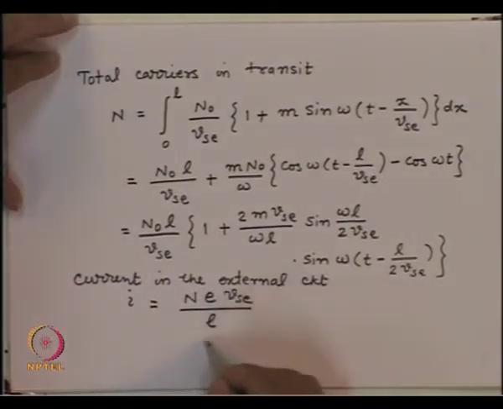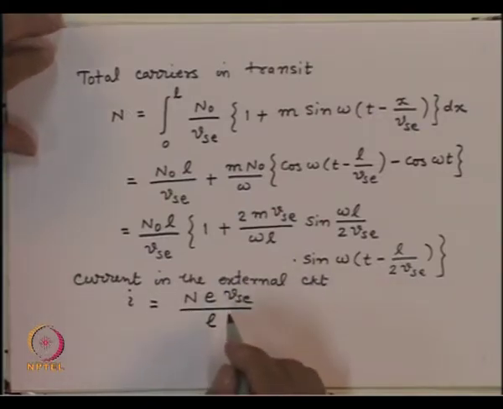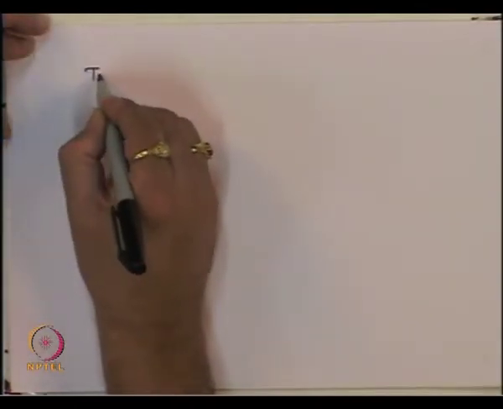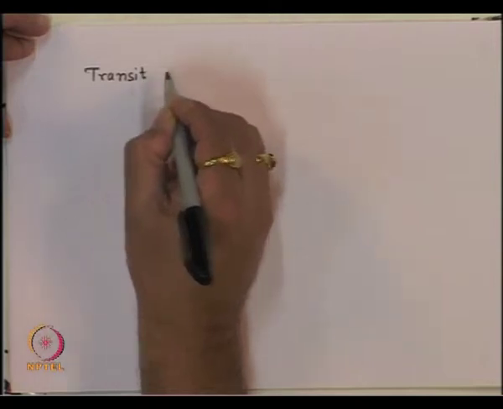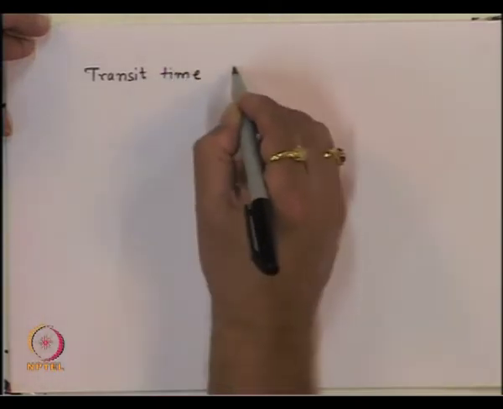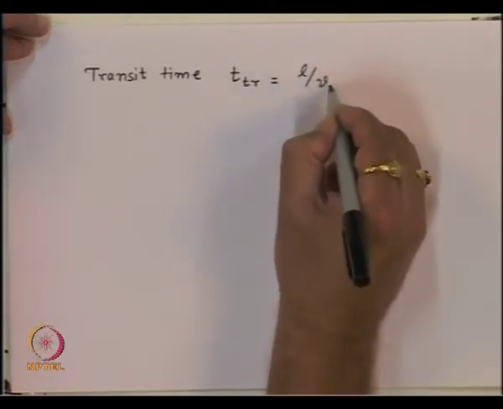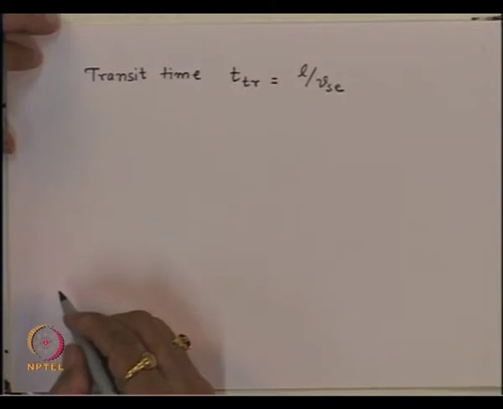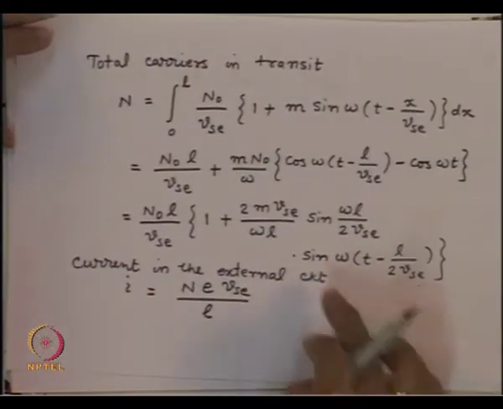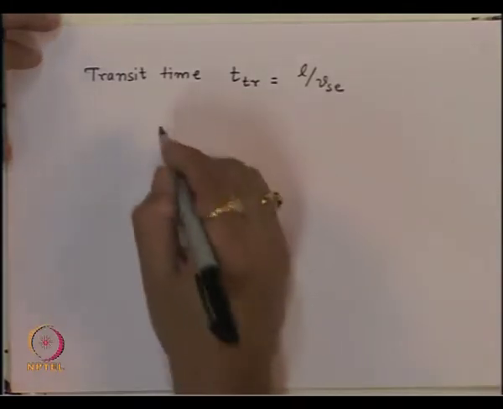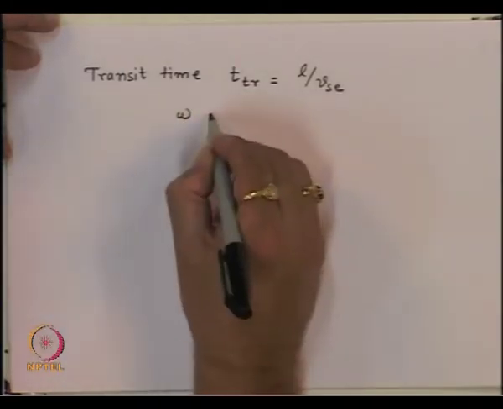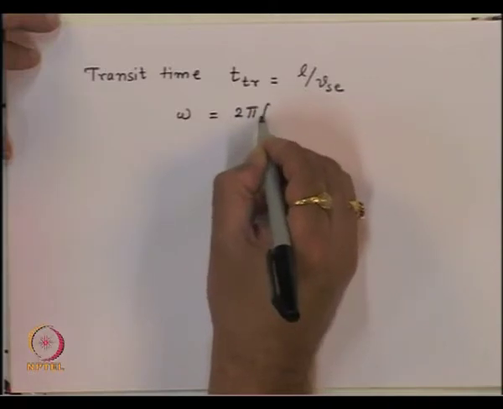Now, this quantity, as we already know, L divided by VSE is nothing but what is called the transit time of the carriers. So, let us write that: transit time T_TR is equal to L divided by VSE, and let us write the frequency explicitly. So, omega can be written as 2 pi f, omega is equal to 2 pi into frequency.